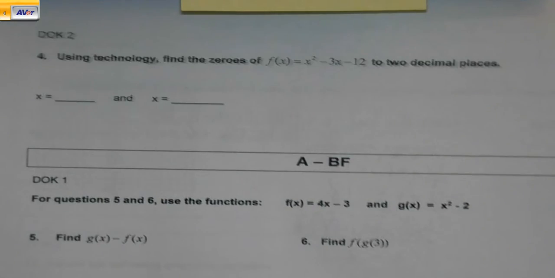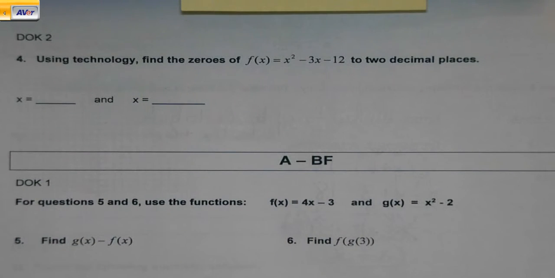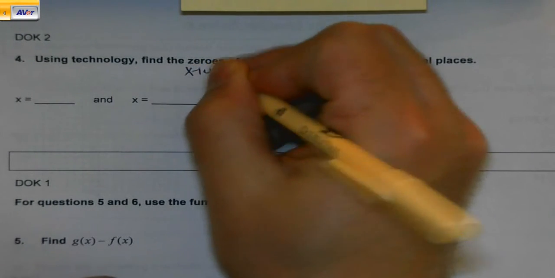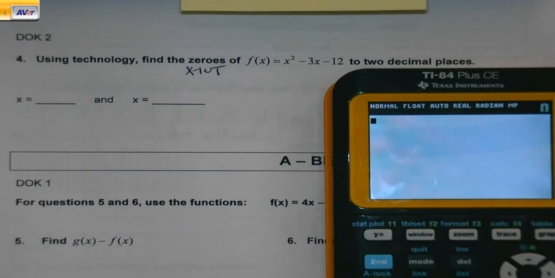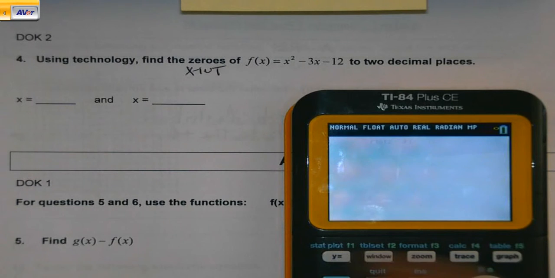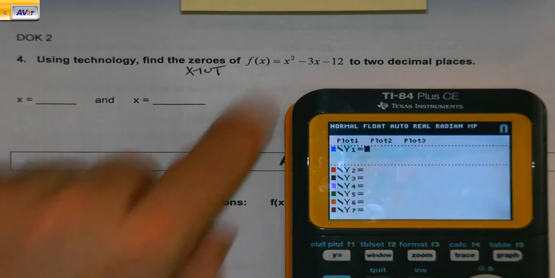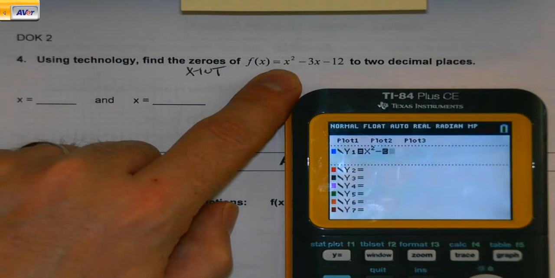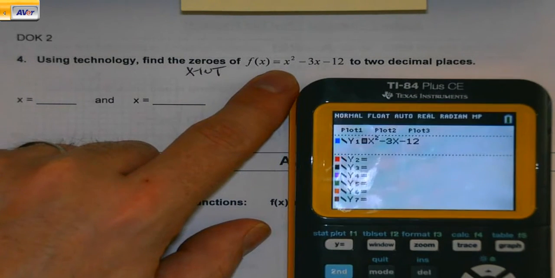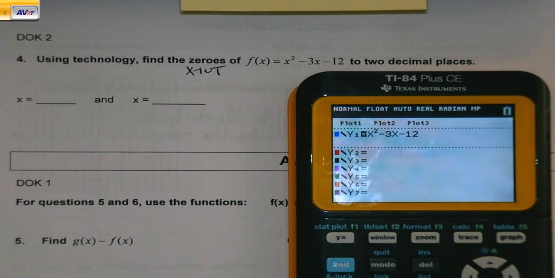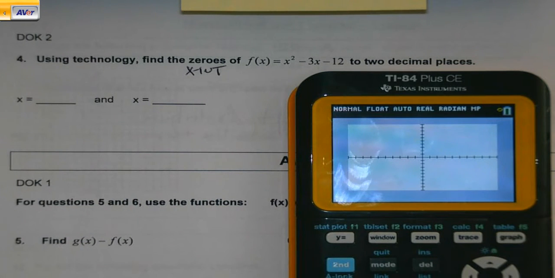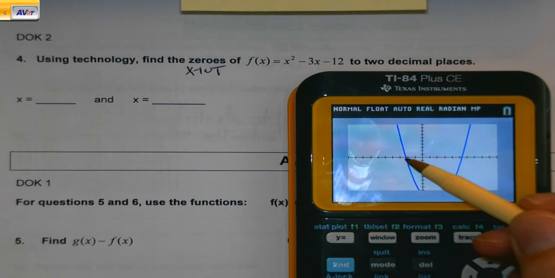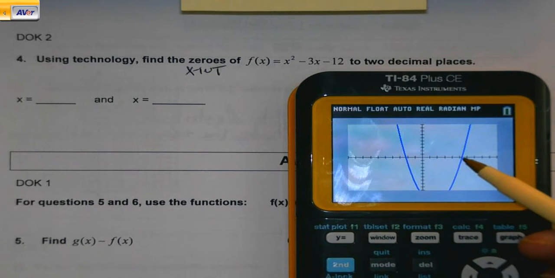All right. Number 4. Using technology, using the calculator, find the zeros. Find the x-intercepts to 2 decimal places. Okay? So we'll get our y equals up here. We're going to type in our equation. And once we have that, okay, we're going to go ahead. We're just going to graph for a minute. So here's what I'm on the lookout for. I want to figure out what that value is and what that value is.